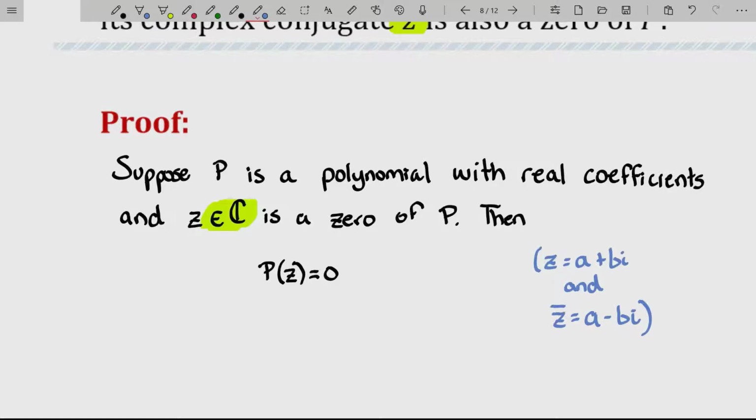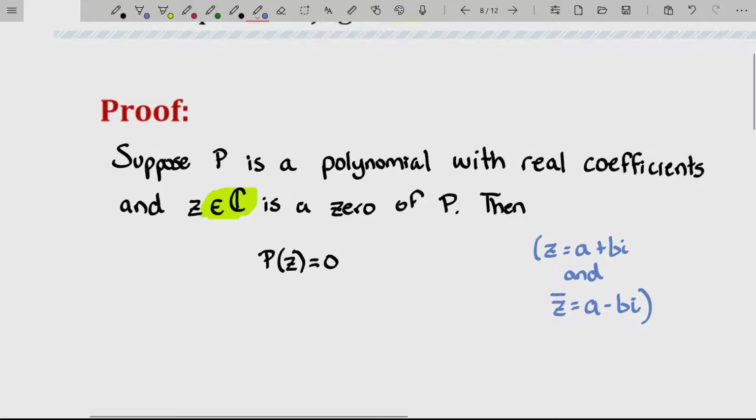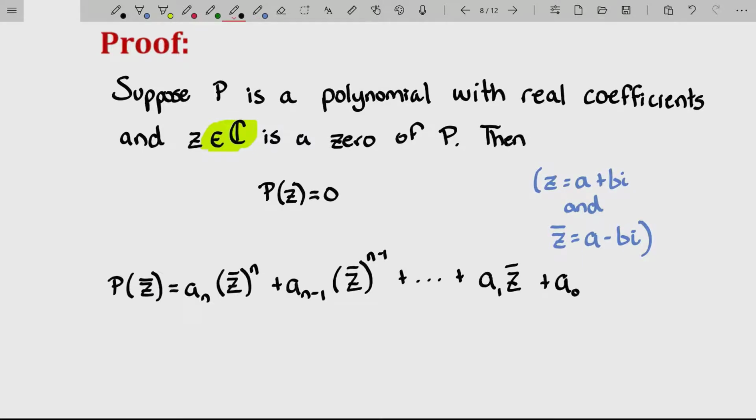And a little note off to the side. Z is just a complex number, so it's a plus bi, and z bar is a complex conjugate, a minus bi. So let's go ahead and start performing some mathematics here. I'm going to give myself a little bit of room. And we start by taking our general polynomial here, just like we did in the previous proofs, and we plug in z bar, the conjugate.